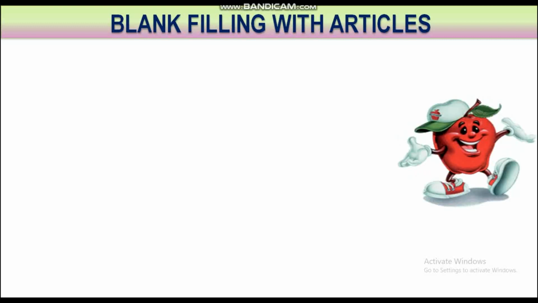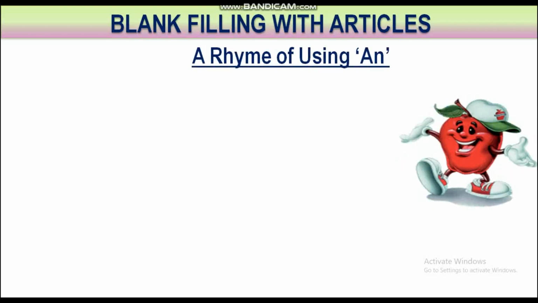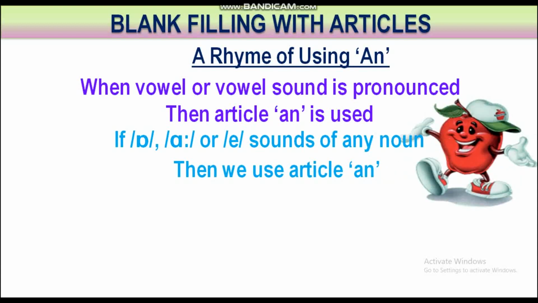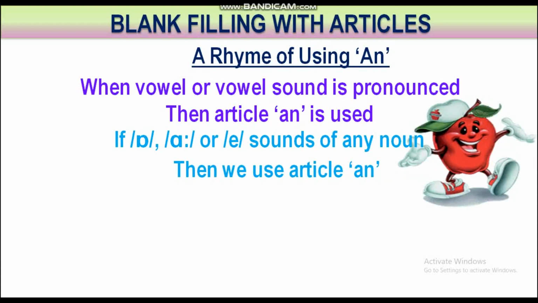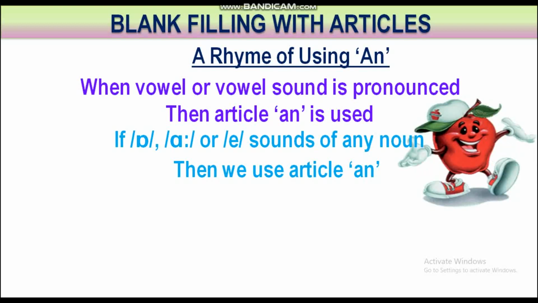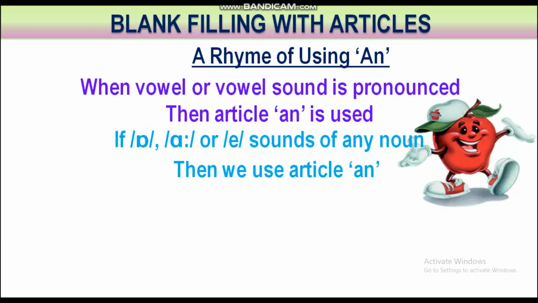Now, dear students, I will show you 3 rhymes for using articles an, a, and the. Rhyme number 1 for using of article an. Let's read the rhyme. When vowel or vowel sound is pronounced, then article an is used. If a, e, i, o, u sounds of any noun, then we use article an.